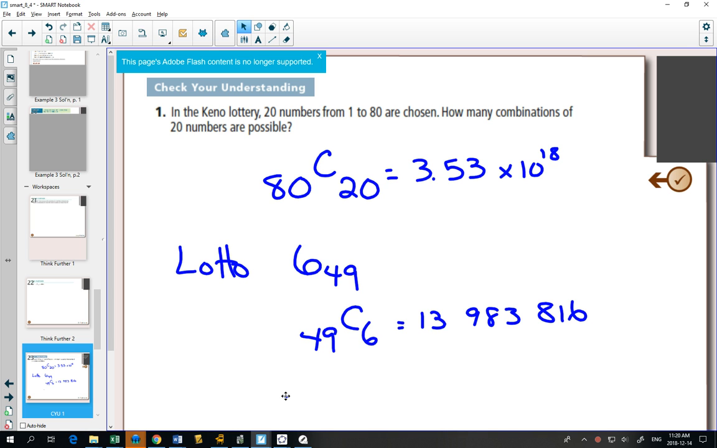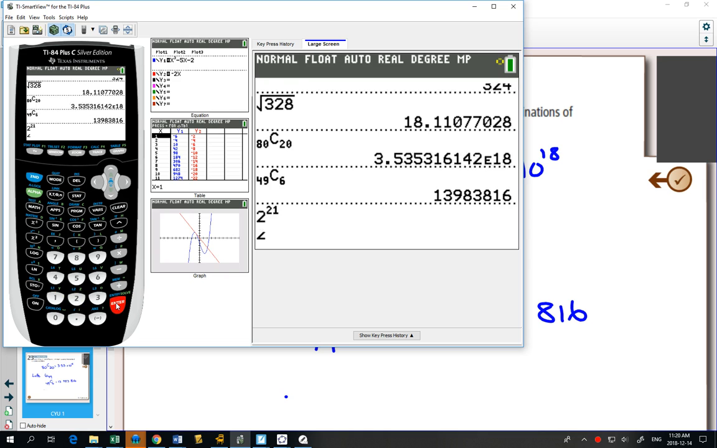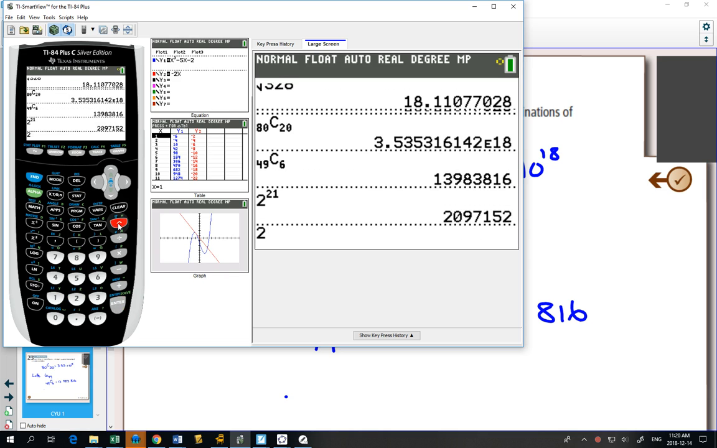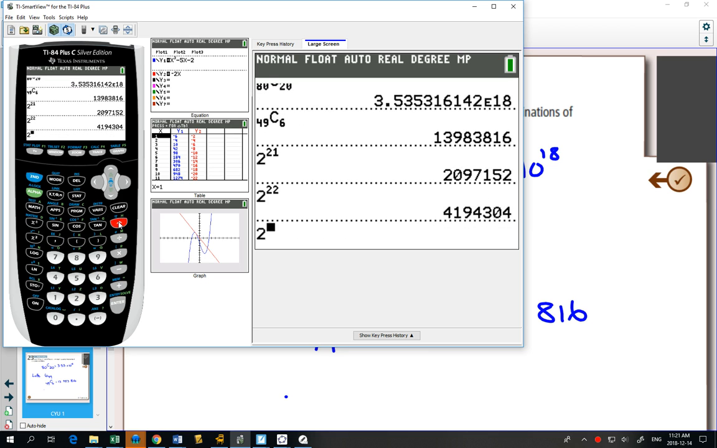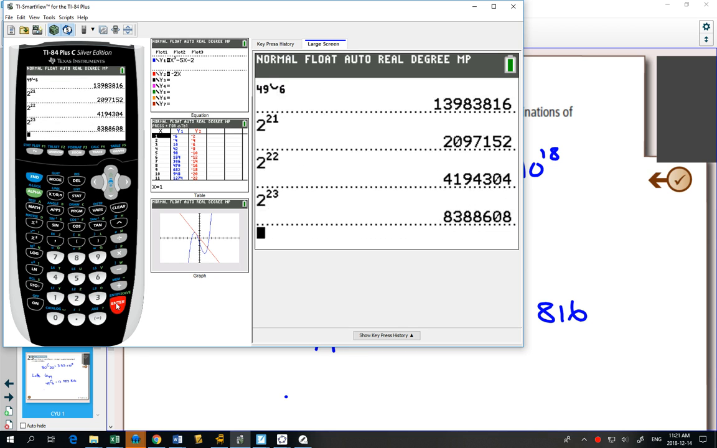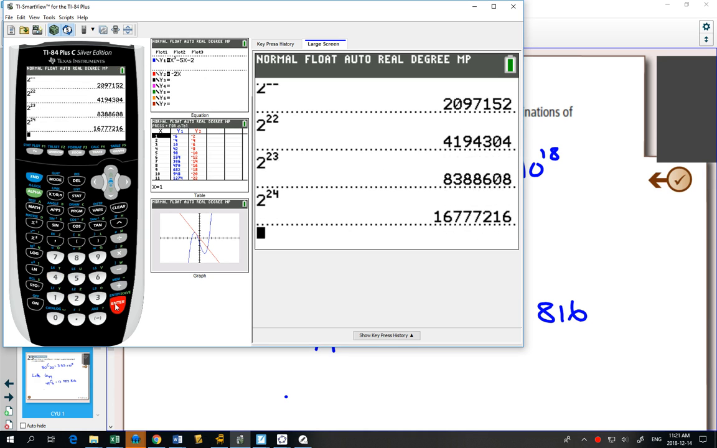Okay? Now, if you want to get a sense of how likely this is, let's see, I think it's 2 to the 22. No, 2 to the 23. Let's see, I'm trying to get close to that number. 2 to the 24 is too much. Okay, 23 times. Flip a coin 23 times.